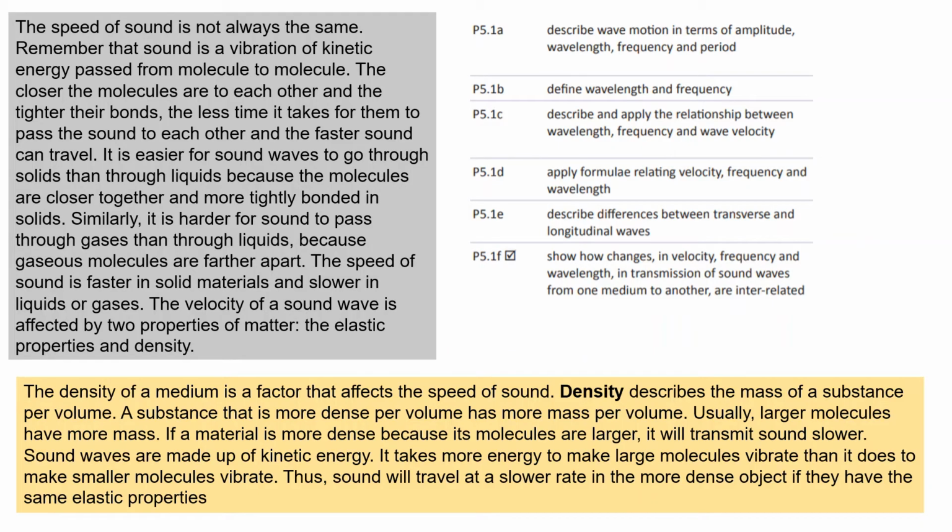Now, if you look at this grey box here, the speed of sound is not always the same. Remember that sound is a vibration of kinetic energy passed from molecule to molecule. The closer the molecules are to each other and the tighter their bonds, the less time it takes for them to pass the sound to each other, and the faster sound can travel. It is easier for sound waves to go through solids than through liquids because the molecules are closer together and more tightly bonded in solids. Similarly, it is harder for sound to pass through gases than through liquids because the gaseous molecules are further apart. The speed of sound is faster in solid materials and slower in liquids or gases.